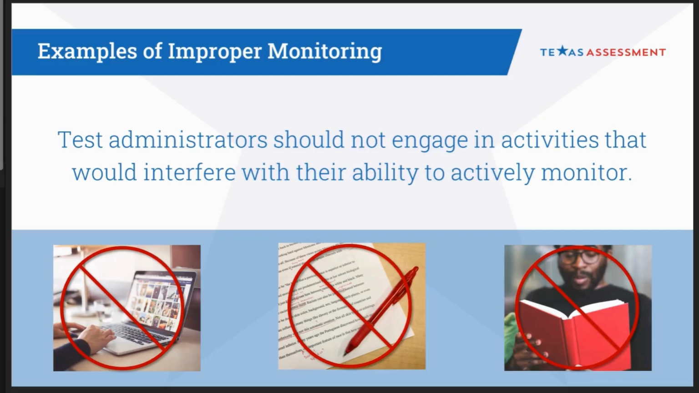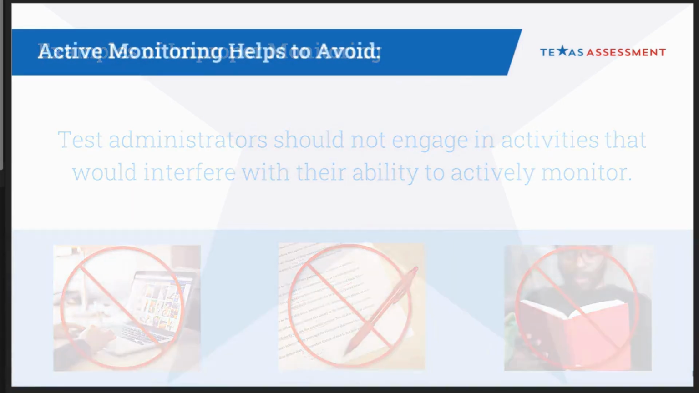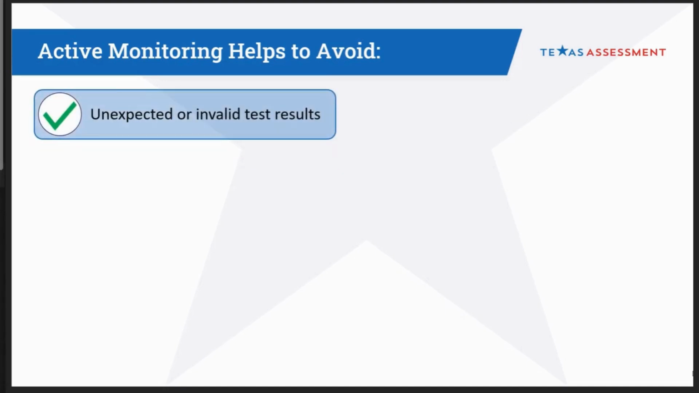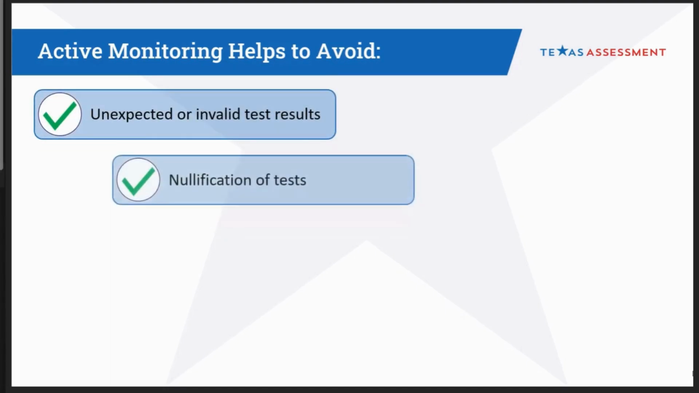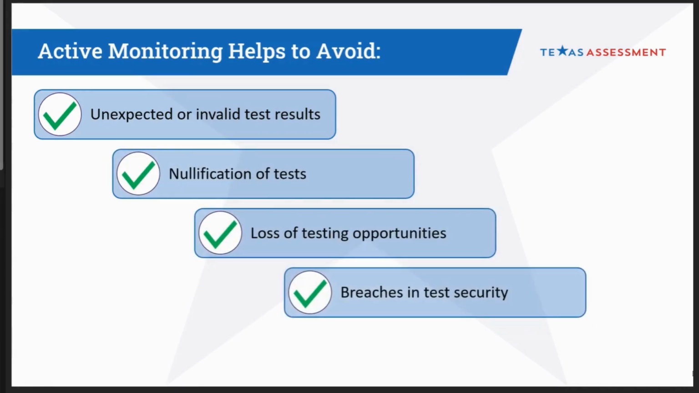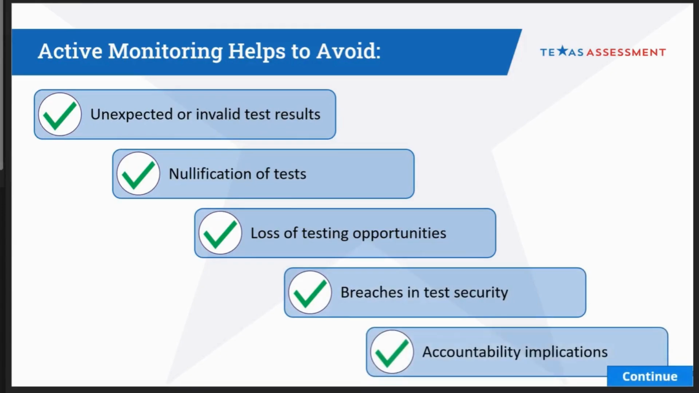However, please keep in mind that while actively monitoring, test administrators may have a device to communicate with their campus testing coordinator in case of an emergency. Remember that active monitoring means that test administrators are actively engaged in observing students' behavior at all times during the administration of state assessments. Active monitoring helps to avoid unexpected or invalid test results, nullification of students' tests, the loss of testing opportunities, possible breaches in test security, and accountability implications.